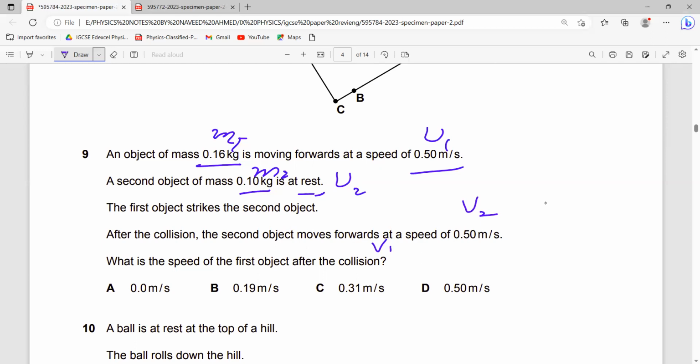You know about the law of conservation of momentum, given as m1 u1 plus m2 u2. Total momentum before collision should be equal to total momentum after collision.